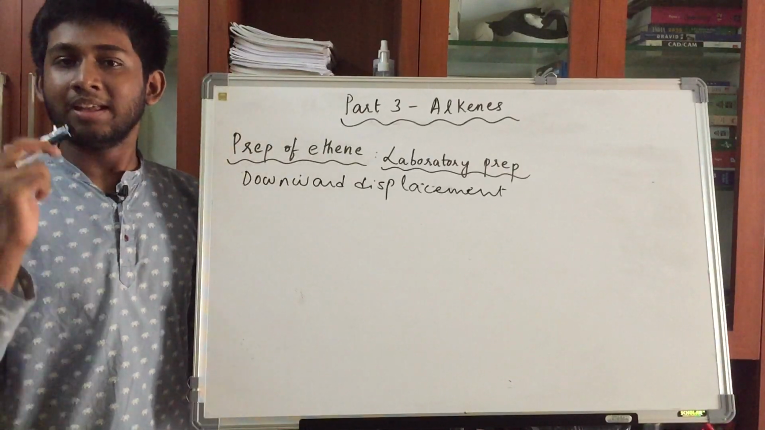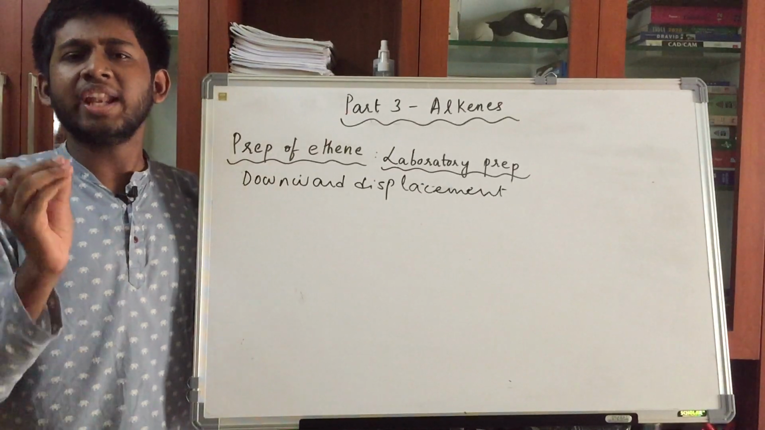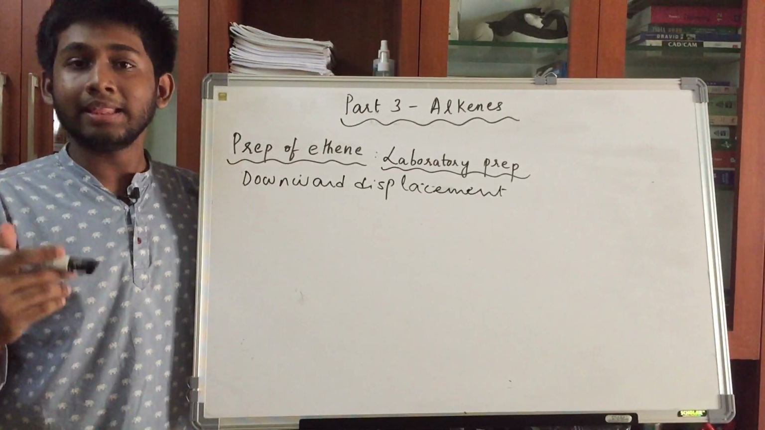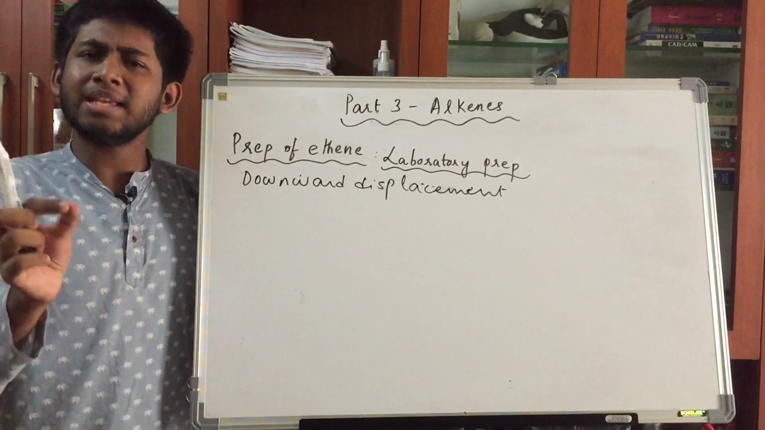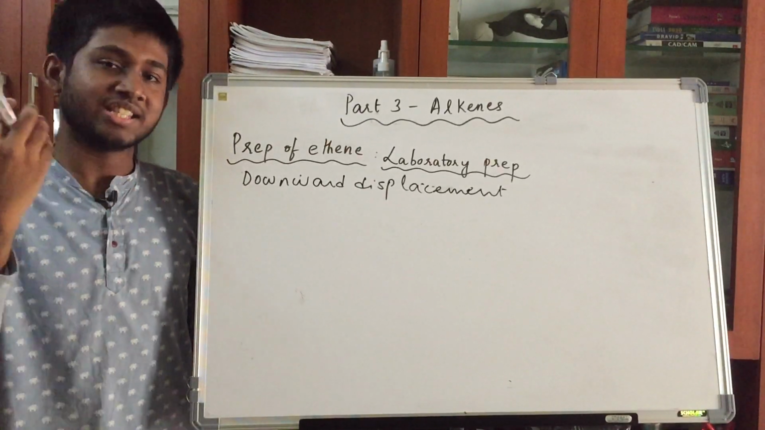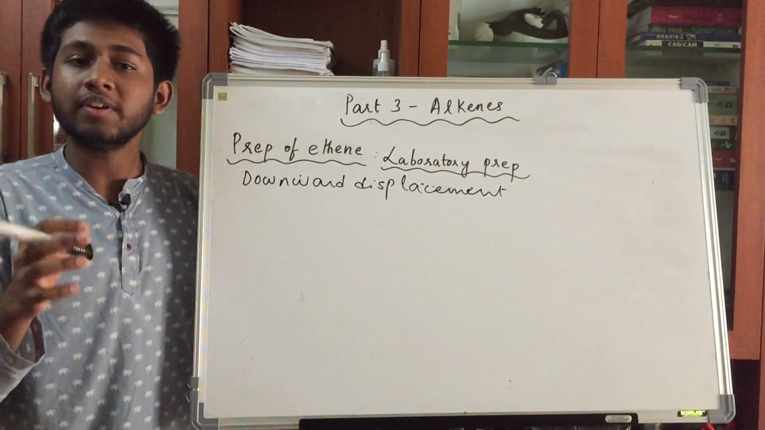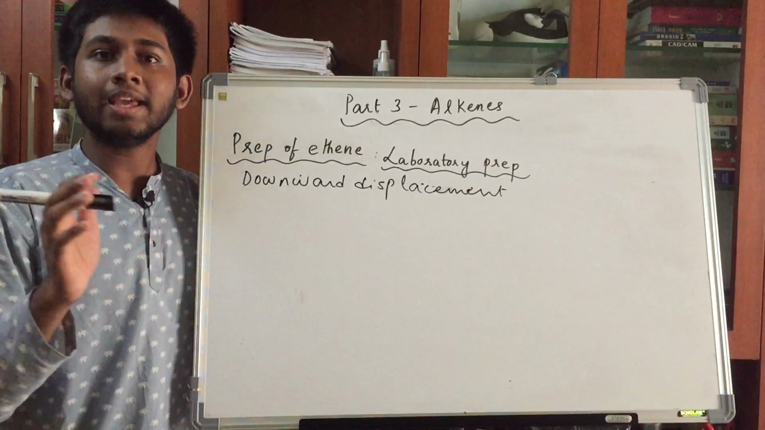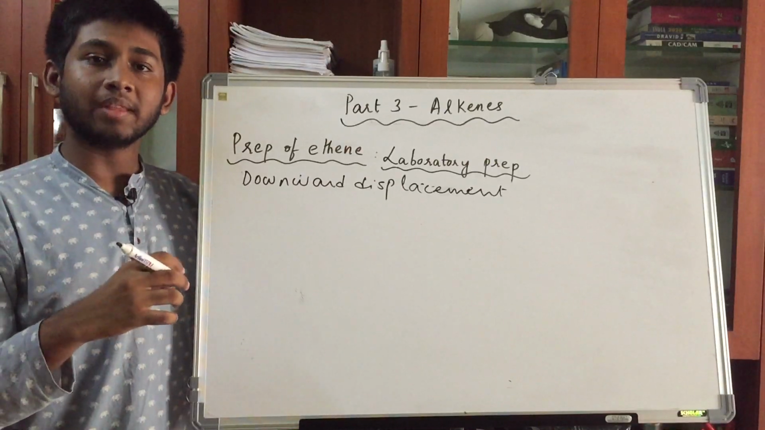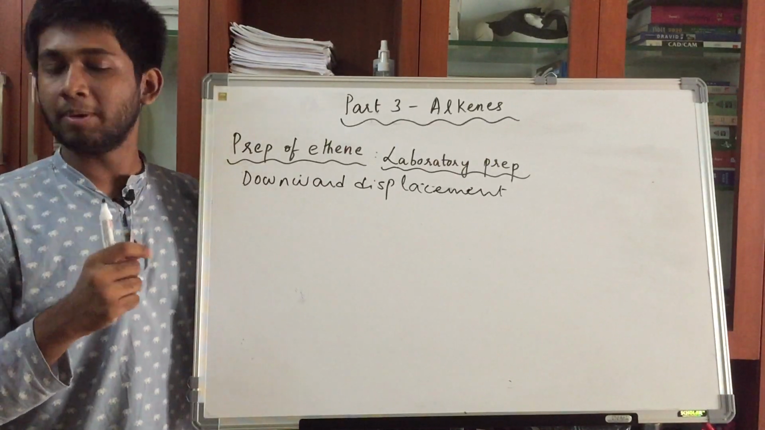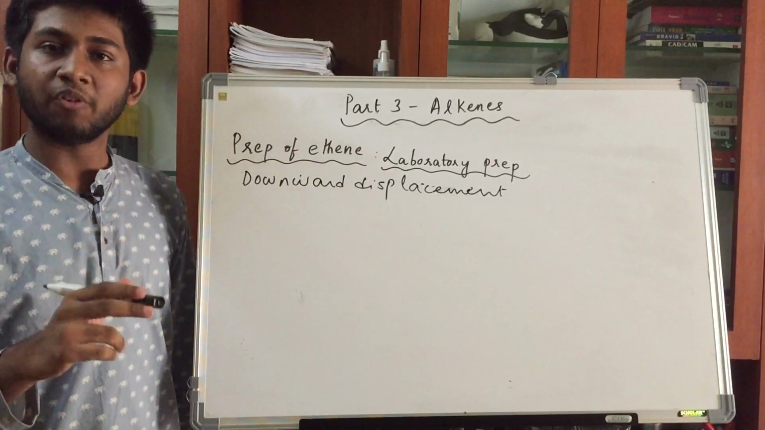When you take methane, I would have said the reason why we use downward displacement is that it is very slightly soluble in water and it is lighter than air. But since it is very slightly soluble in water, you can also say it is insoluble. It is very mild, so you can also use the word insoluble. But in the case of ethene, it is insoluble in water, and apart from that, it is inflammable in nature. So these are the two reasons why we use downward displacement for ethene.